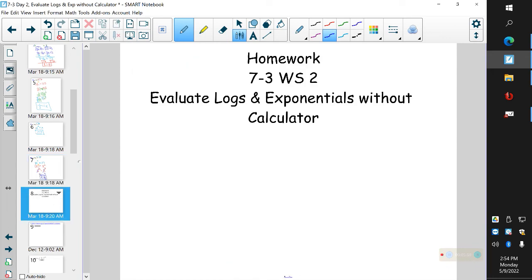Tonight's homework is 7.3 worksheet 2, evaluating logs and exponentials without a calculator. I would really like you to try to do this without a calculator as best you possibly can.